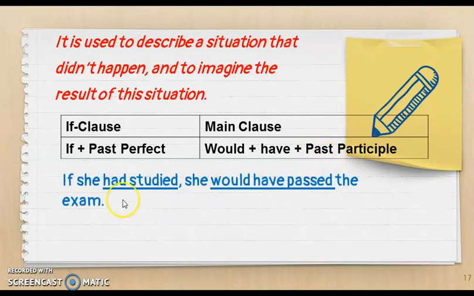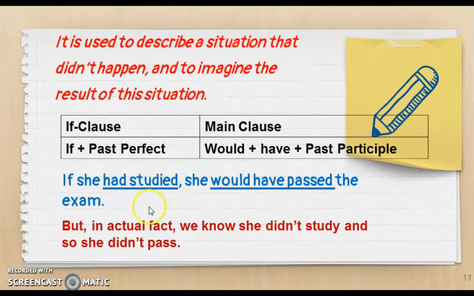Let's take a look at the example. If she had studied, she would have passed the exam. Had studied is a past perfect tense. She would have passed, would have plus a past participle. Did she pass the exam? The question is, did she pass the exam? No, she didn't. It is describing a situation that didn't happen. But it would have happened if she had studied, right? So in actual fact, we know that she didn't study and so she didn't pass.